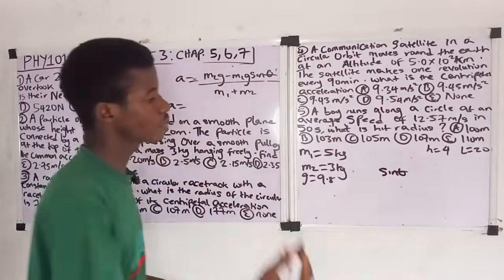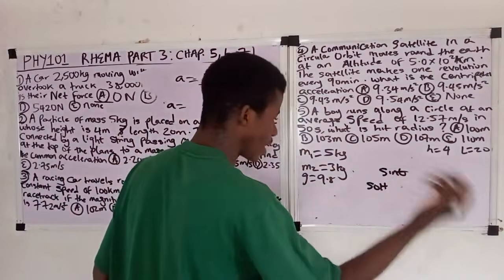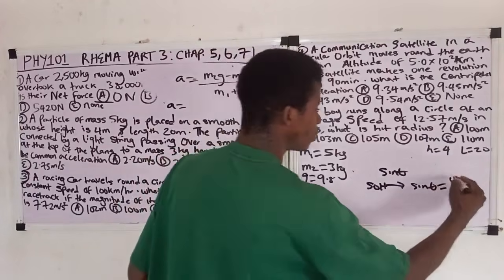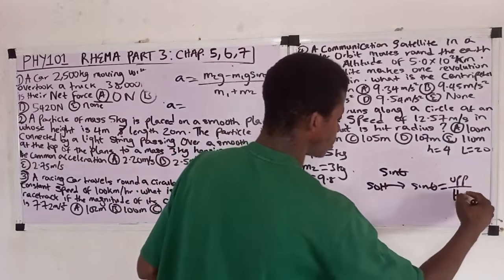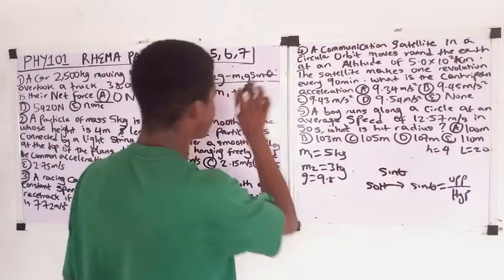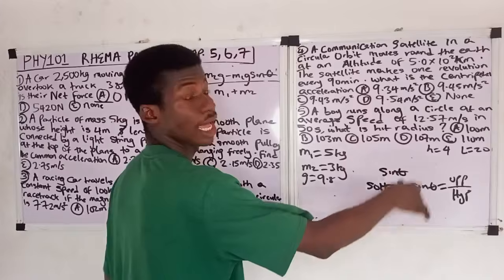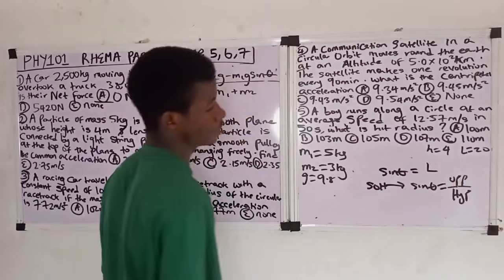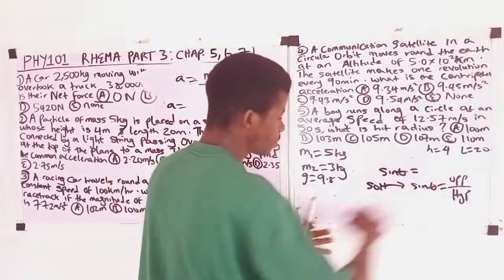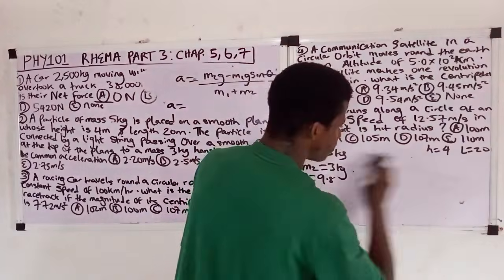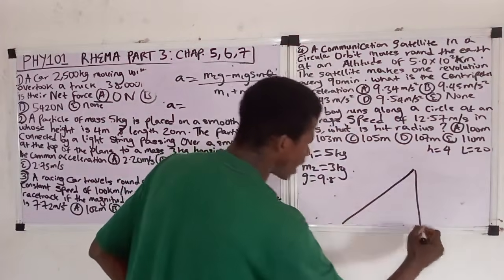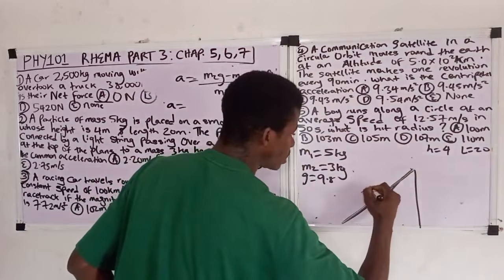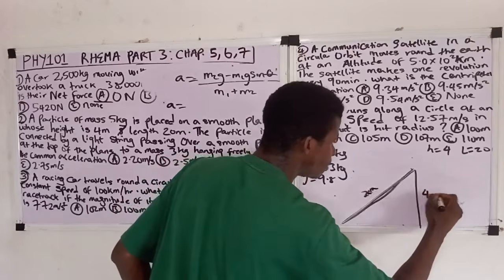Remember, from SOHCAHTOA, we know that sin theta is equal to opposite over hypotenuse, right? Now let me draw the inclined plane again. Okay, so this is the plane, and this is the length of the plane, which is said to be 20 meters. Then the height of the plane is said to be 4 meters, right?